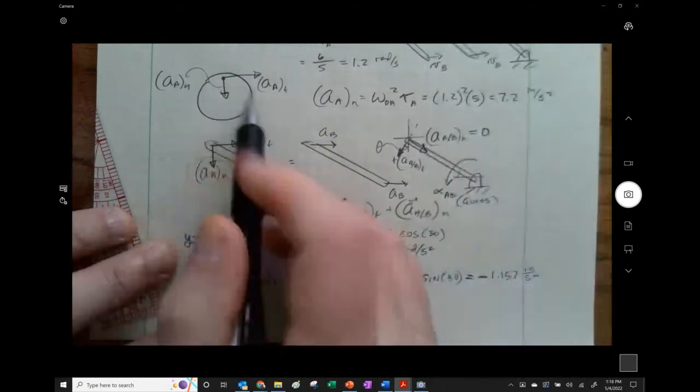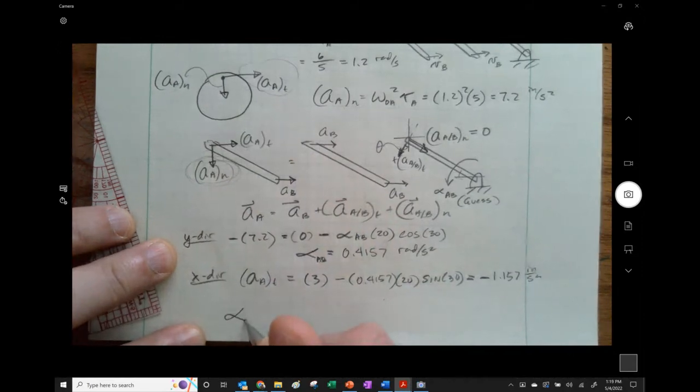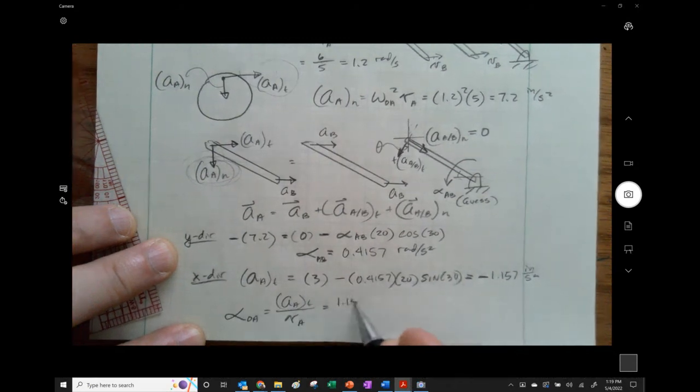And then lastly, we come back up to this guy right here. And we know that alpha, whatever we want to call it, AO or OA, alpha OA is what I called it before, is going to be the acceleration of A with respect to O, tangential, divided by R. I just called it RA before. So 1.157 divided by 5.